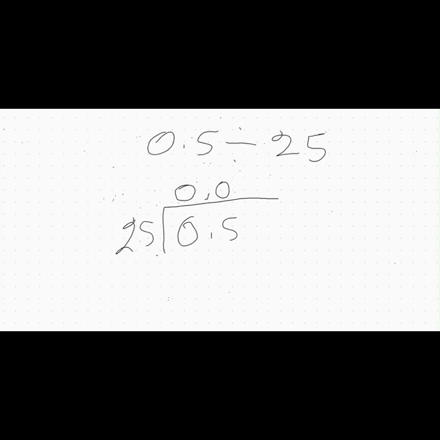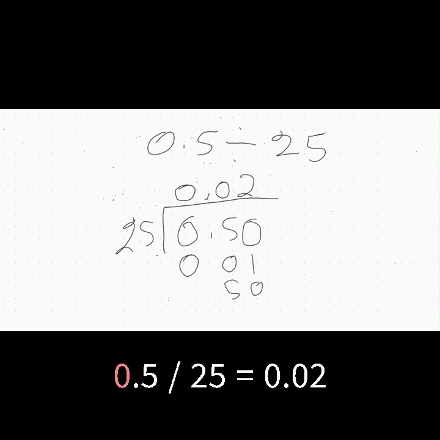Now, like I showed you in the last chapter, you add another 0. Normally you would have worked it out where you would have had a 0 here, a 0 here, you would have brought down your 5, and then you would bring down your 0. Now 25 is going to go into 50 2 times. 2 times 25 is 50. 50 minus 50 is 0. There's your answer.